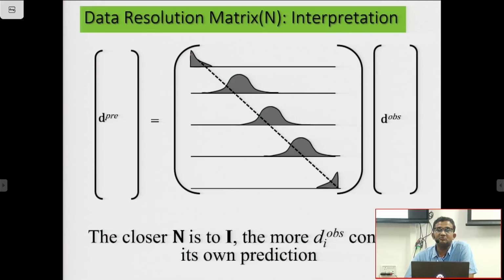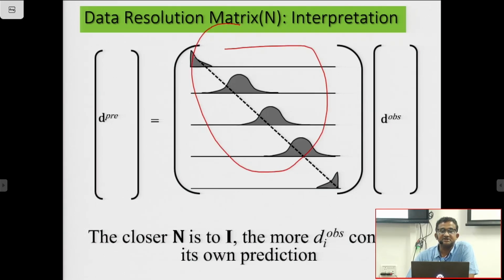And in most cases, you see that d predicted is your d observations, and this is your identity matrix. That means only the diagonal elements are 1 and all of the off diagonal elements are 0. So in that case, your data predicted equals your data observations. Now in practical cases, it may happen that your main diagonal elements are very close to 1, but there will be off diagonal elements that may not all be 0.